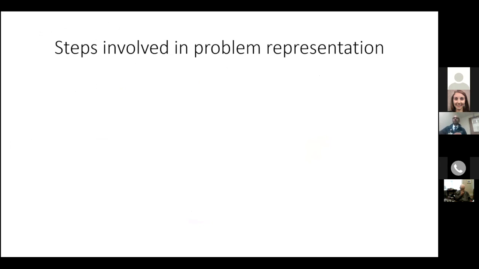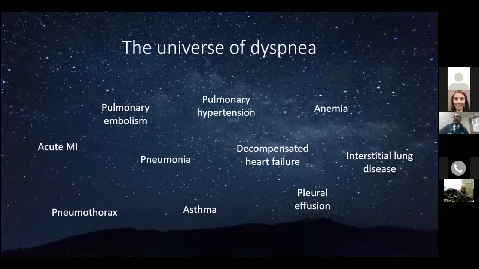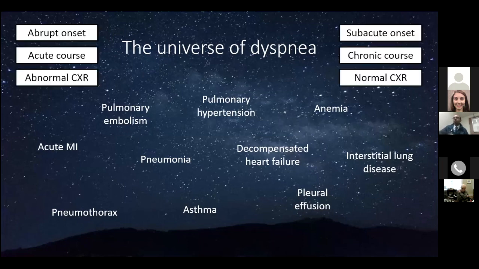So what are some ways that we can explicitly remediate this issue or coach our learners? And in order to do that, we have to understand the steps that go into problem representation. So the first is naming the problem appropriately. And we talked about semantic modifiers. So here is the universe, for example, of things that cause dyspnea. And this is a relatively abbreviated list of the things that cause dyspnea, but it's disorganized, but you can sort them pretty quickly using these binary semantic modifiers, right?